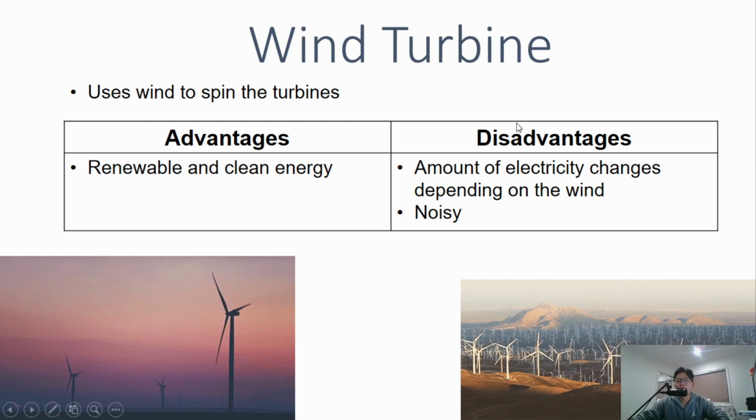The disadvantages of a wind turbine is that it really depends on how much wind there is to produce electricity. One day, if it's really windy, we might get a lot of electricity, but on less windy days, we won't get much electricity. So it isn't too reliable of a source. Another downside of this is that it is really noisy. If you've driven past a wind farm or been close to one, you'll notice this straight away. They are really loud and will be bad to live near.